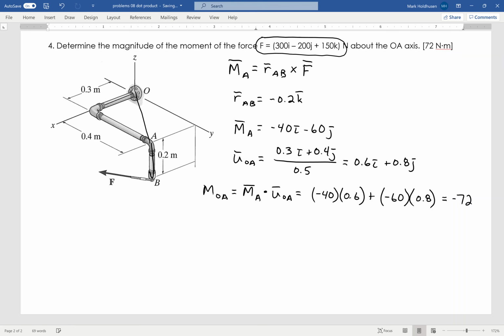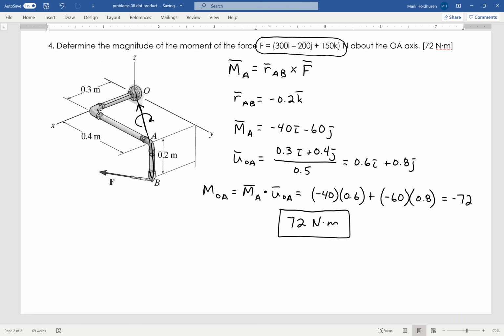Now, again, negative 72 essentially tells me that my moment is in that direction, creates that sort of direction about the OA axis, if you follow the right-hand rule. I, of course, went from O to A. The moment is in the direction from A to O. That's why the negative answer is there. But again, we're looking for a magnitude here, so it doesn't really matter because it's just 72 Newton meters.